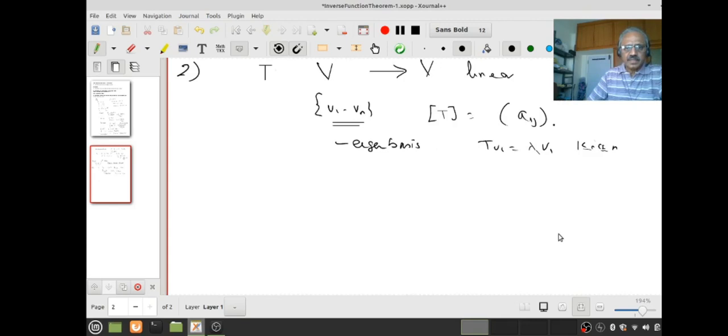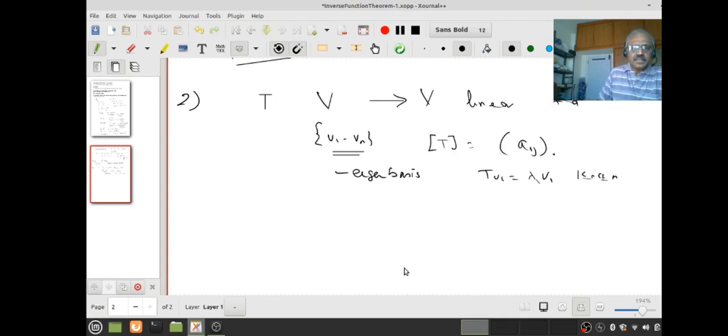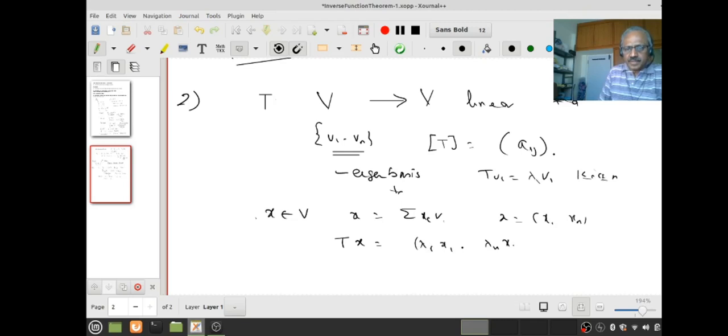Then any basis gives rise to a coordinate system. Any vector x in V, I can write as the summation of xi vi. Now I am assuming it's an eigenbasis, right? Therefore, choosing this eigenbasis makes my life simple. Tx is nothing other than lambda, right? x equal to (x1, ..., xn). Then Tx will be just (lambda 1 x1, ..., lambda n xn), or if you want in terms of the basis, the sum of lambda i xi vi.